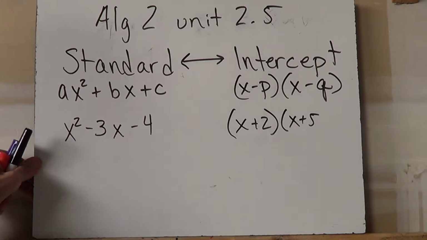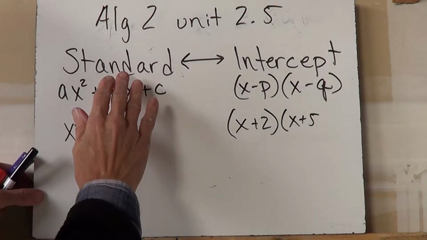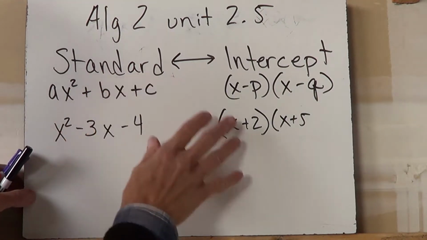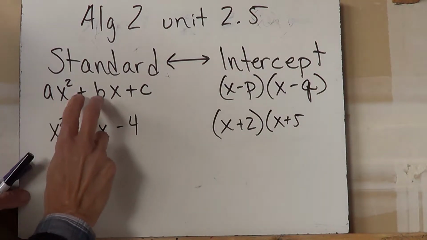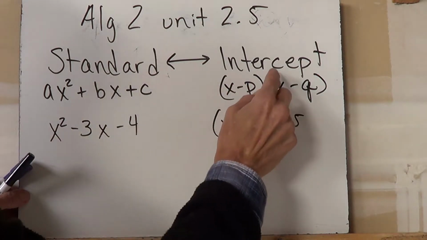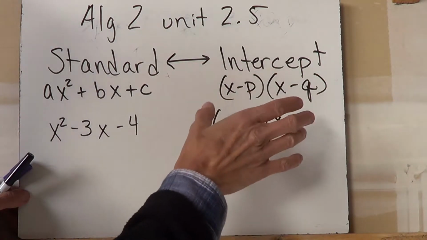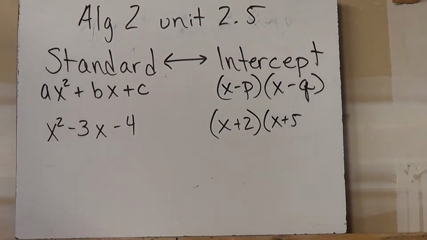Okay, welcome to Algebra 2, Unit 2.5. In this unit, we're going back and forth between standard form of the quadratic and intercept form. Now, standard form looks like this, ax squared plus bx plus c, and intercept form actually has parentheses: (x minus p)(x minus q). So, I'm just going to show you real quick. They're really fast to go between.